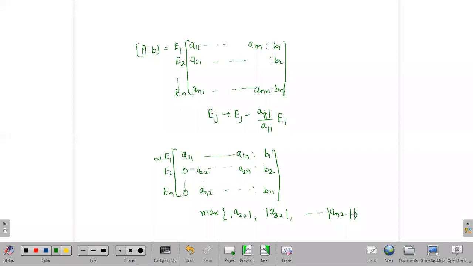A22, A32, and AN2. Suppose A22 can also be the maximum number in all. So if A22 is maximum, then no need to do the interchanging here. So if suppose AQ2 is maximum, then you replace the second row with the qth row. So then you apply the same operation to make these elements 0. So then in the third step also, the Gauss elimination process is same, but this thing you have to do extra before applying the operation.